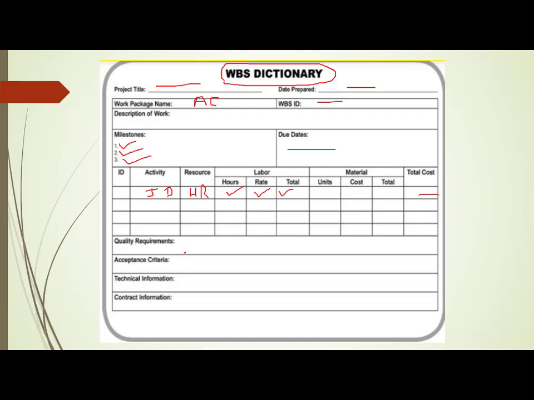Now apart from that, you can also mention the quality requirements. If there are any quality requirements to be satisfied for formulating the JD, then what is the acceptance criteria, what is the technical information and what is the contract information. Suppose you are outsourcing that particular activity to somebody else, so that means you are contracting that to a third party, then what is the contract information? That also has to be mentioned in the WBS dictionary.